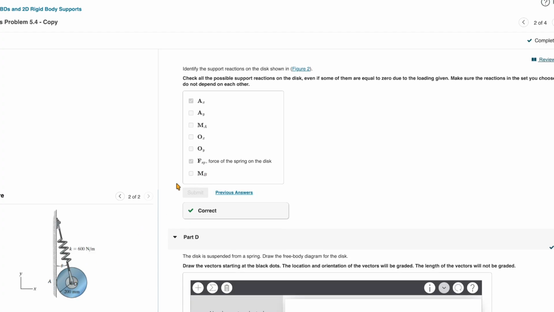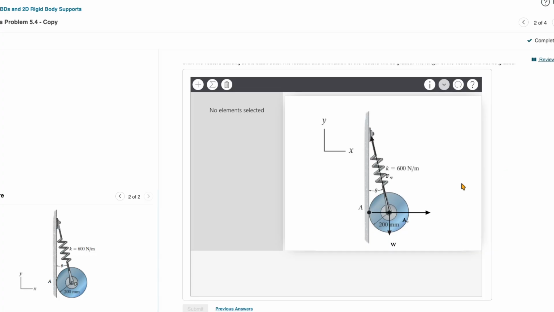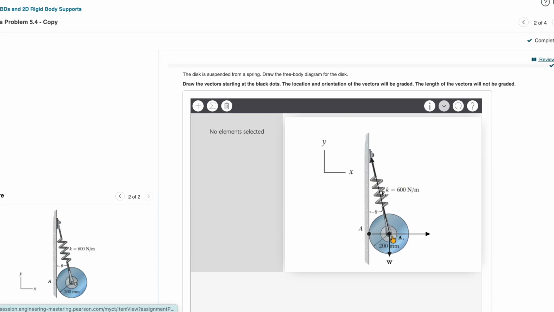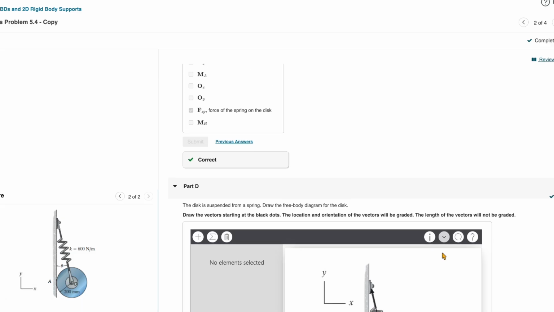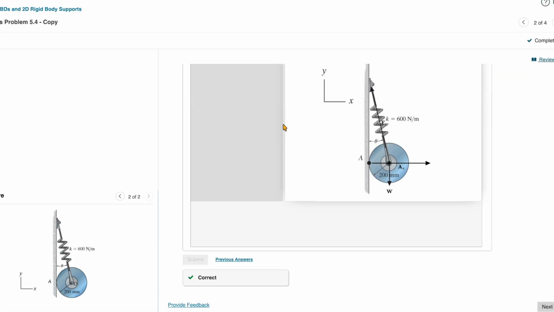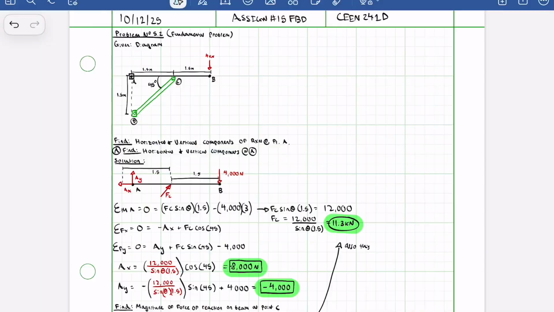Pretty simple. And then moment around B, I don't even know where B is, to be honest, so I did not click that, and that was right. Same thing here. You have the weight force going down. You have AX, right, the support or the reaction force from this thing going into the wall. It's pushing back out. And then to keep that point O in one spot, you have this spring force, right? And that takes care of OX and OY. Cool. All right, next one, and I'll move to the iPad.